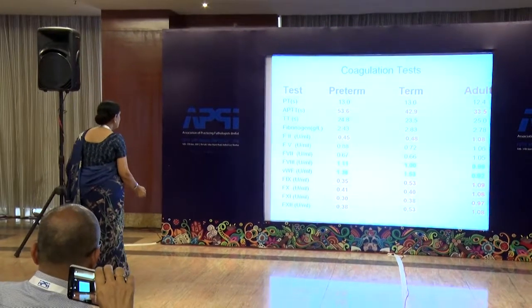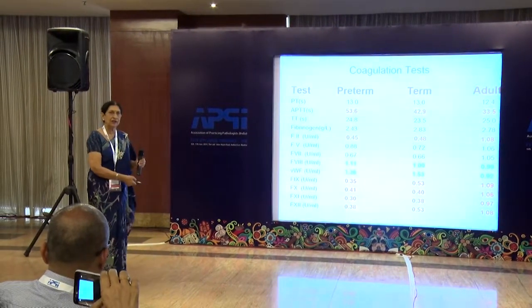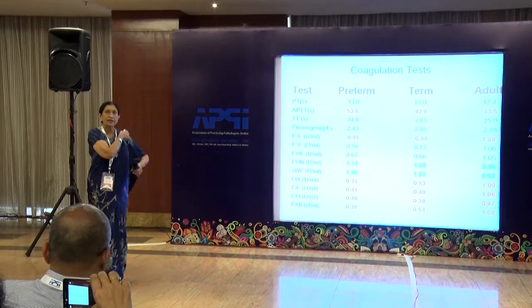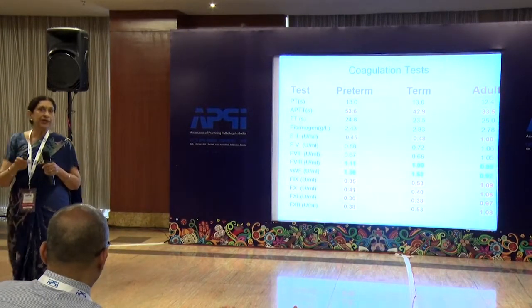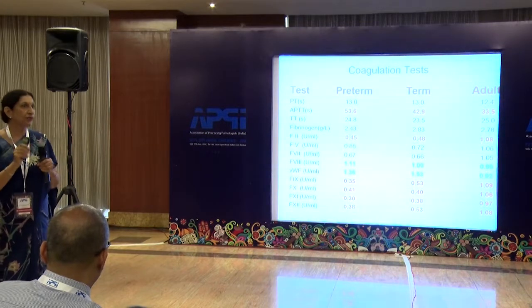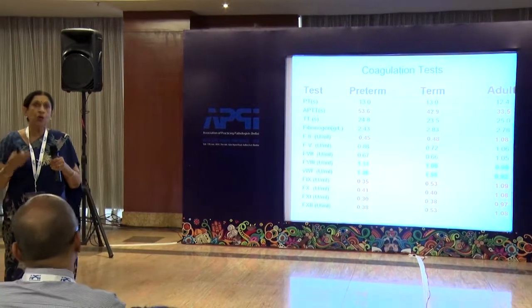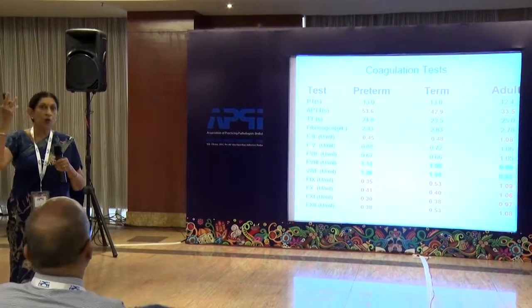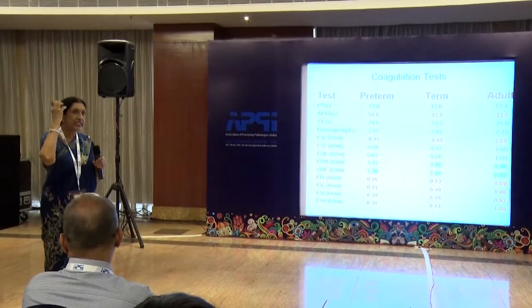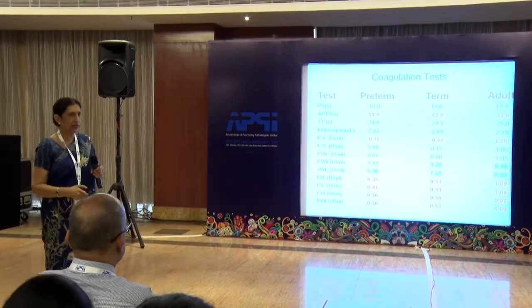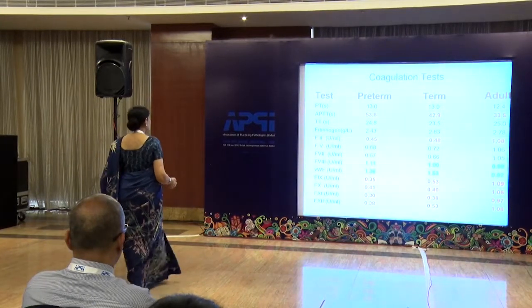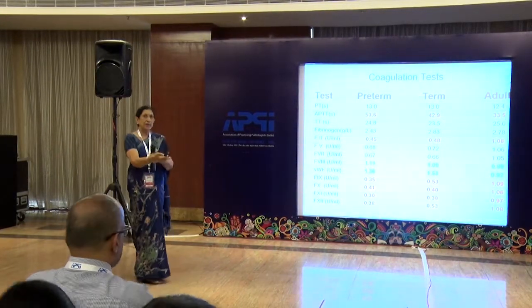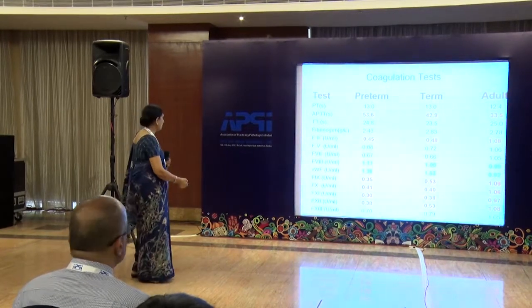Look at these 4. Look at the level. They are almost 1/3 the normal level in term and preterm babies. So it's very important for you to know who is your patient, how old is your patient, and what is the sex of that patient. Whenever you are investigating a case of a neonate who comes up with a whole lot of bleedings and hemorrhages.